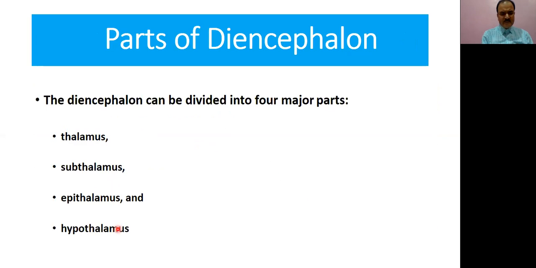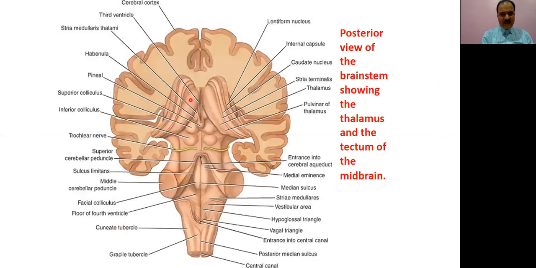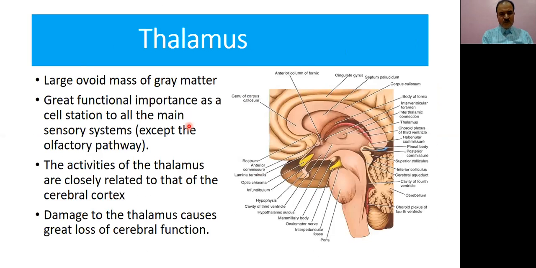Its main two parts are the thalamus and hypothalamus, which have been taught in previous lectures. You can see this is the thalamus here, and these are the hypothalamic structures here. The thalamus is a large ovoid mass of gray matter, which is of very great significance as it is a junction where all the sensory input synapses, except for olfaction.